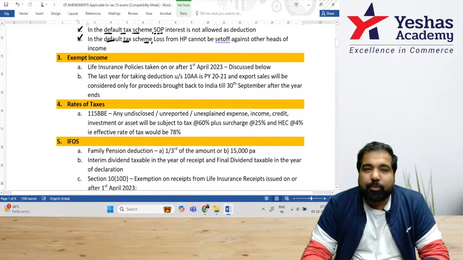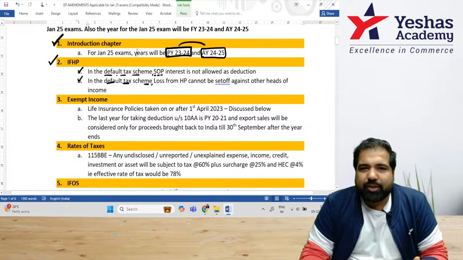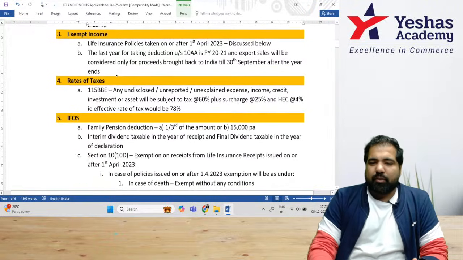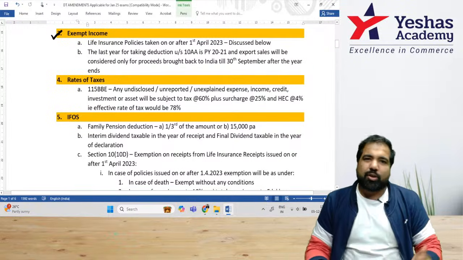We move to chapter number 3 already. Yes, not too many changes, guys, and whatever there is, I will discuss it in detail. In chapter number 3, a very happy chapter because it's called exempt incomes, meaning those incomes that are not subject to any tax in India.